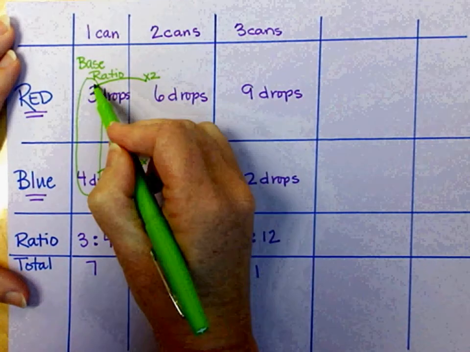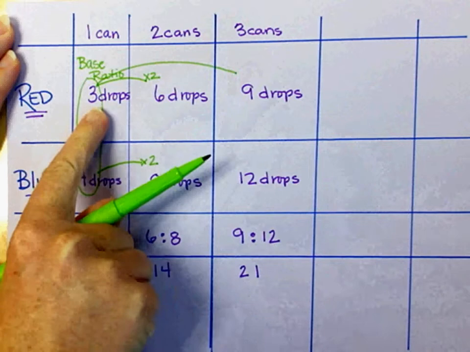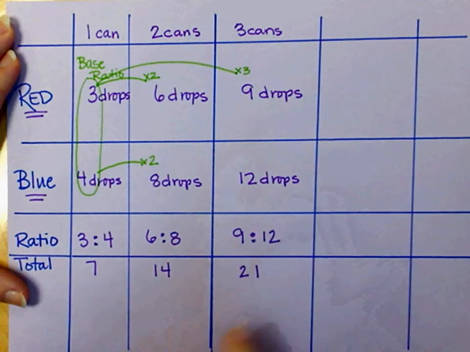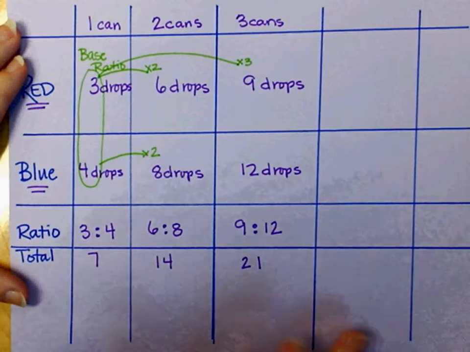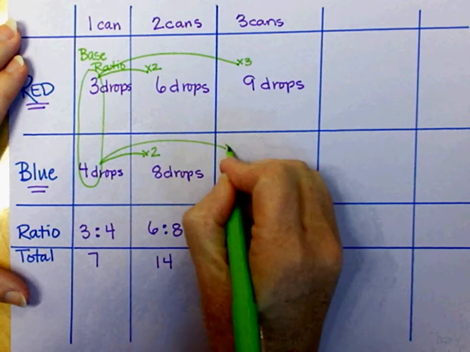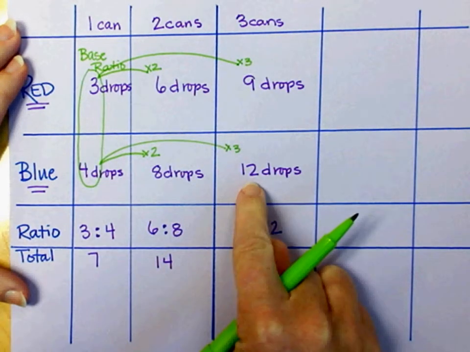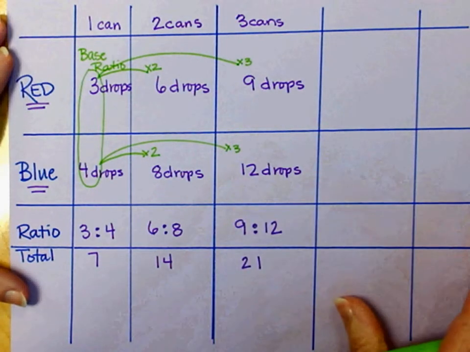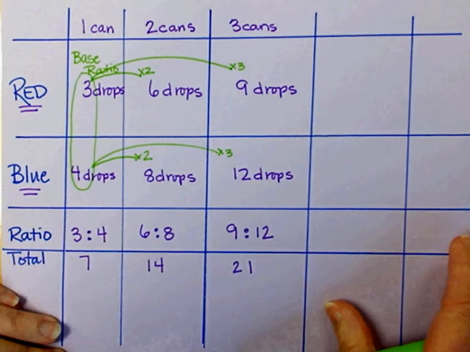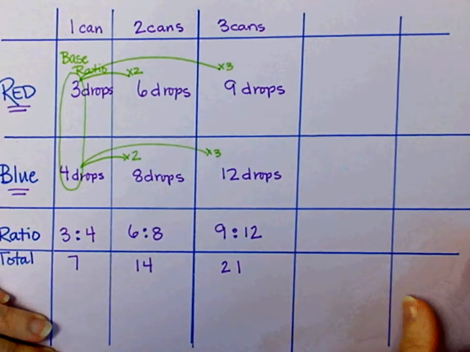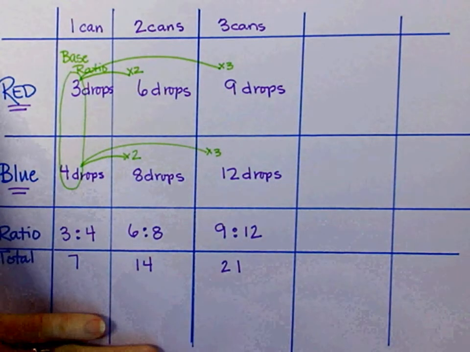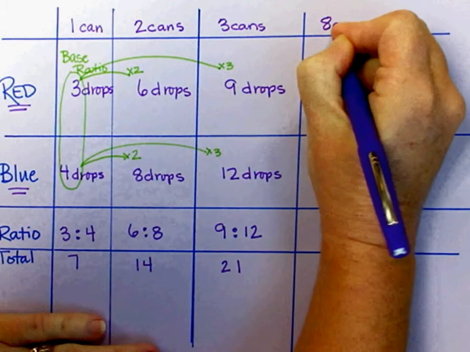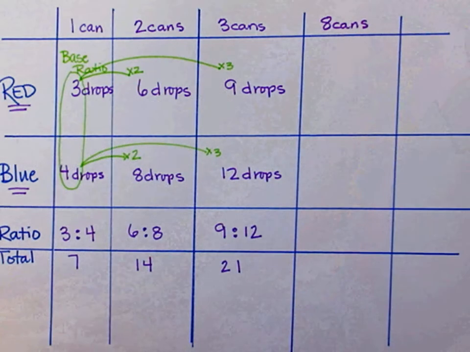If I want 3 cans of paint, I come back to my base and say 3 times 3, and I get my 9 drops of red paint. 4 times 3, and we get our 12 drops of paint. After looking at how much wall was covered with 3 cans of paint, I realized when I went back to the paint store, I need much more than 3 cans of paint. I actually will need 8 cans of paint to paint the entire room.